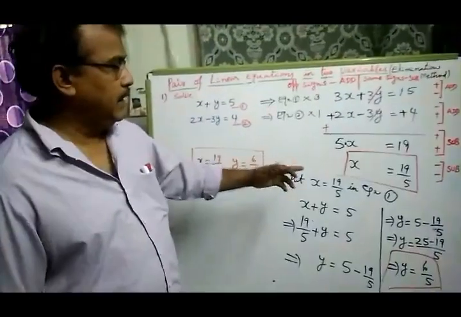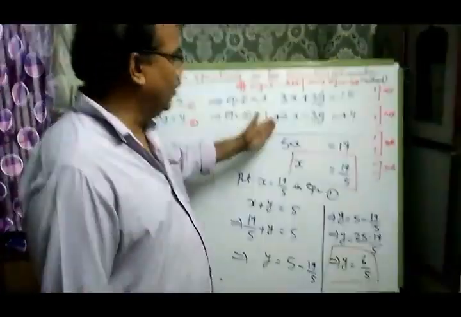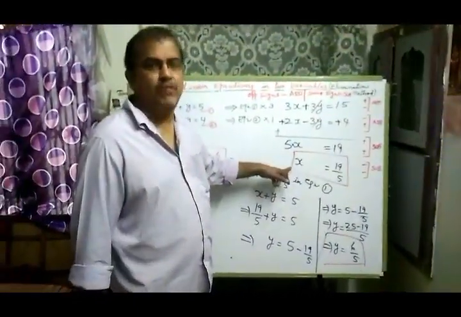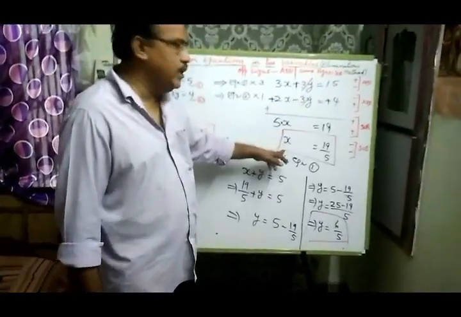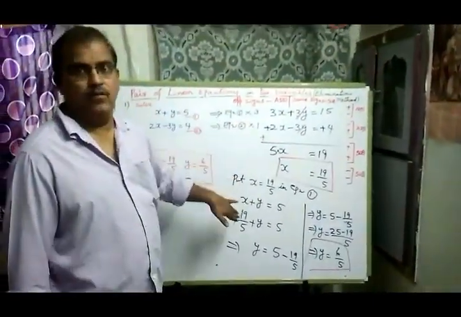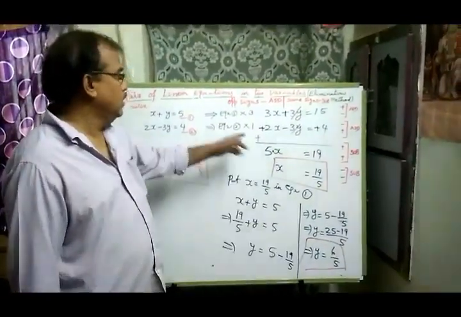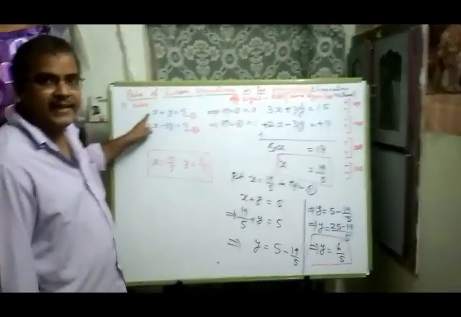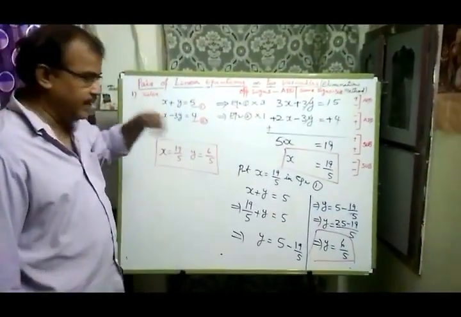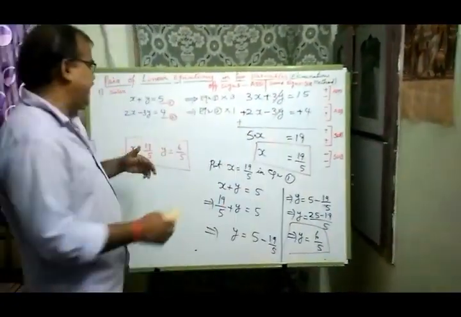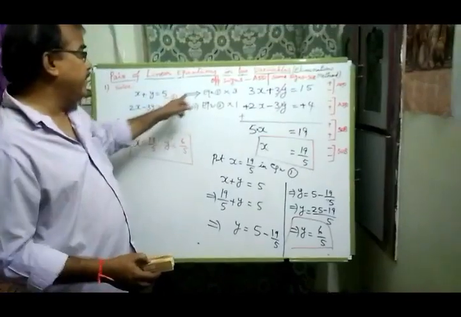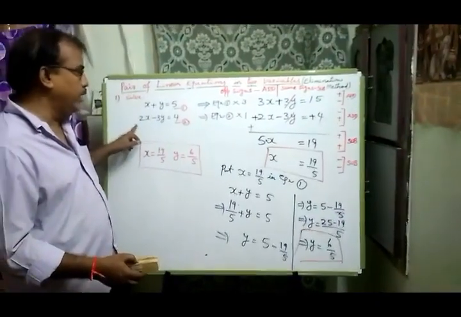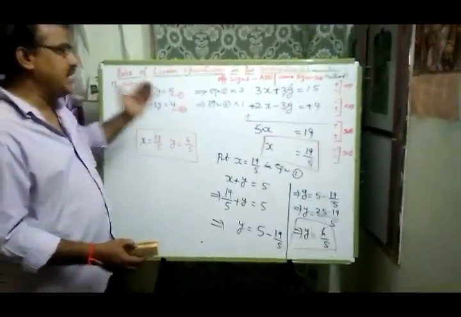So here I eliminated y. We can also eliminate x. If you eliminate y, first you will get the x value, and then you can substitute the x value in any of the equations to get the y value. Here we can also eliminate x, that also will do. To eliminate y, I multiplied equation 1 into 3 and equation 2 into 1, as it is.